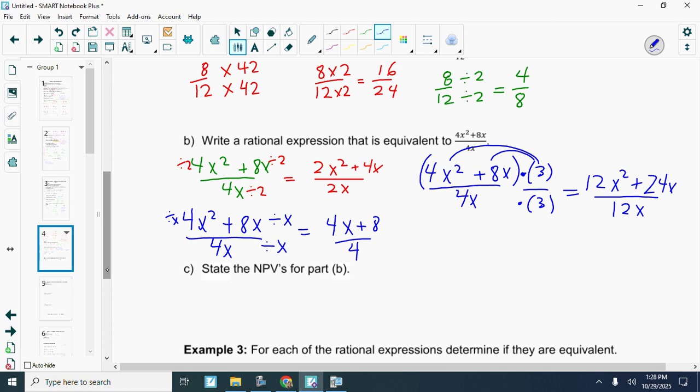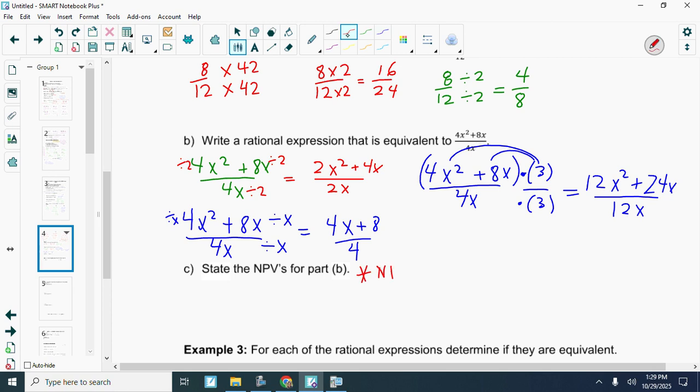State the NPVs for part B. Whenever you have to state the NPVs, you always go back to your original question. Because you look at this one, it's an equivalent expression, but look, there's no x on the bottom anymore. So you might be tempted to say, well, if I chose this one, there's no NPVs, which is not the case. You always go back to the original question and do the NPVs for that. Make a note to yourself.